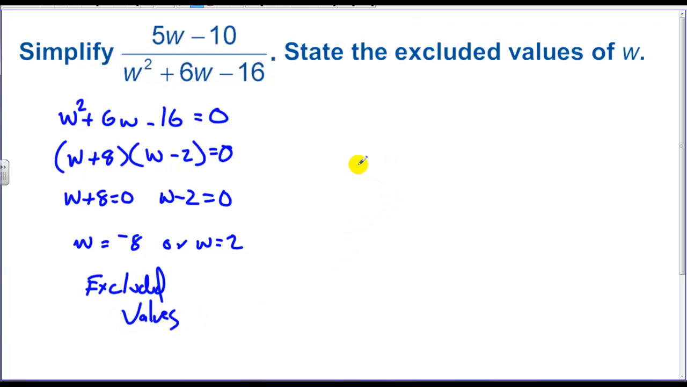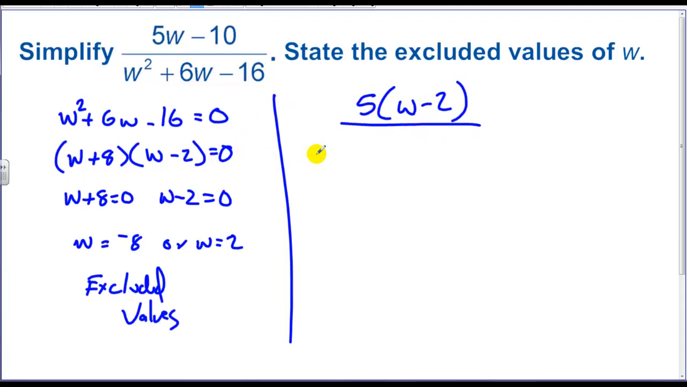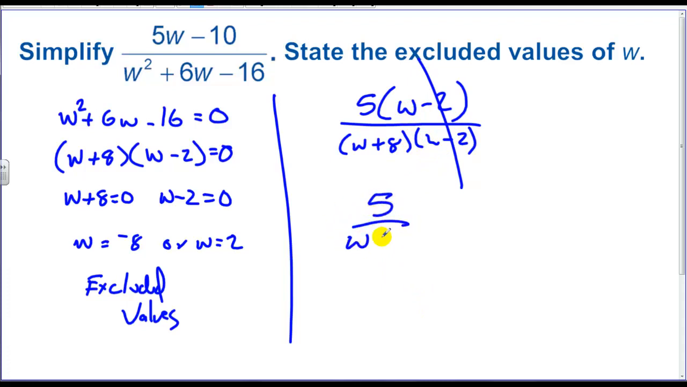And then I want to simplify this. Once again, I'm going to look for any factoring in the numerator. 5's in common, left with w minus 2. The denominator factors into w plus 8 once again, and w minus 2. This is similar to the last example. Same factors of w minus 2 reduce, and I'm left with 5 over w plus 8.